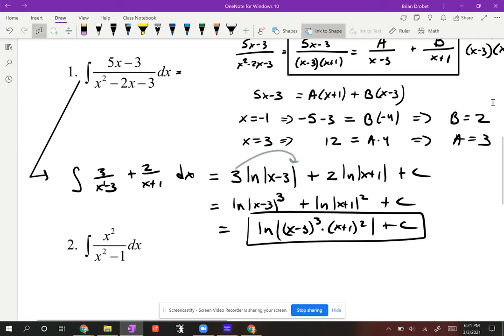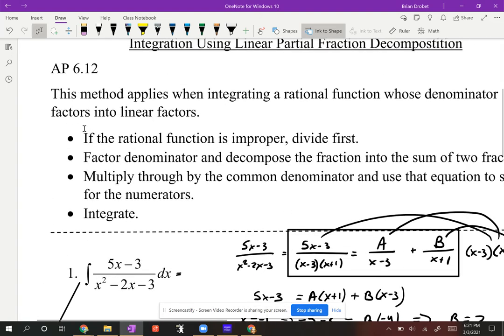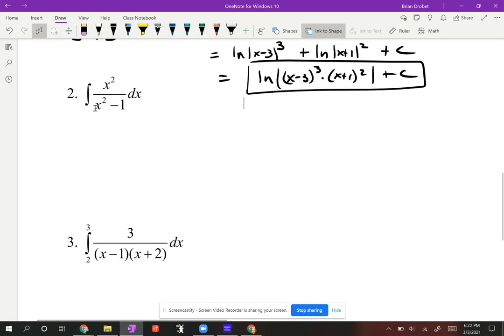So any of these forms here is an acceptable answer. If it were a multiple choice question, they're probably going to write it this way, though. All right, now, if you look up here, first bullet point, if the rational function is improper, divide first. That's what we're looking at here. So improper when dealing with rational functions means the degree of the numerator is equal to or greater than the degree of the denominator. So I have to perform a long division first.